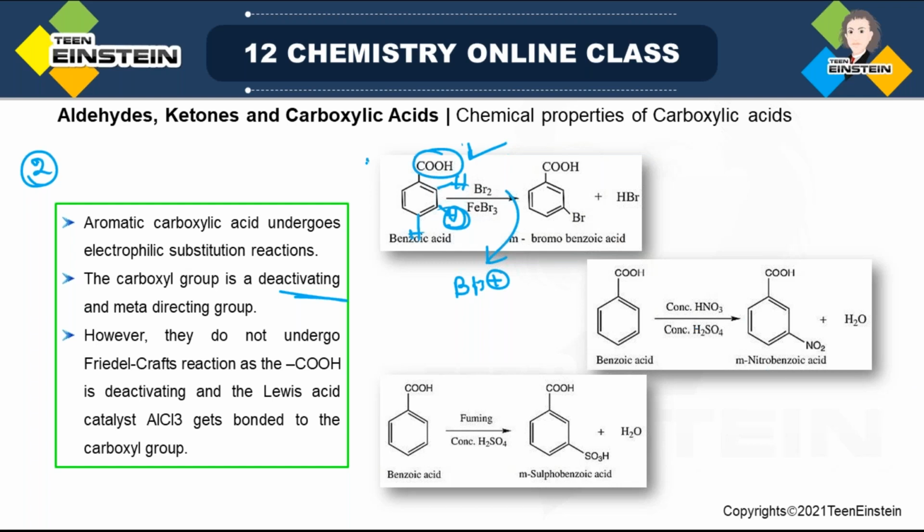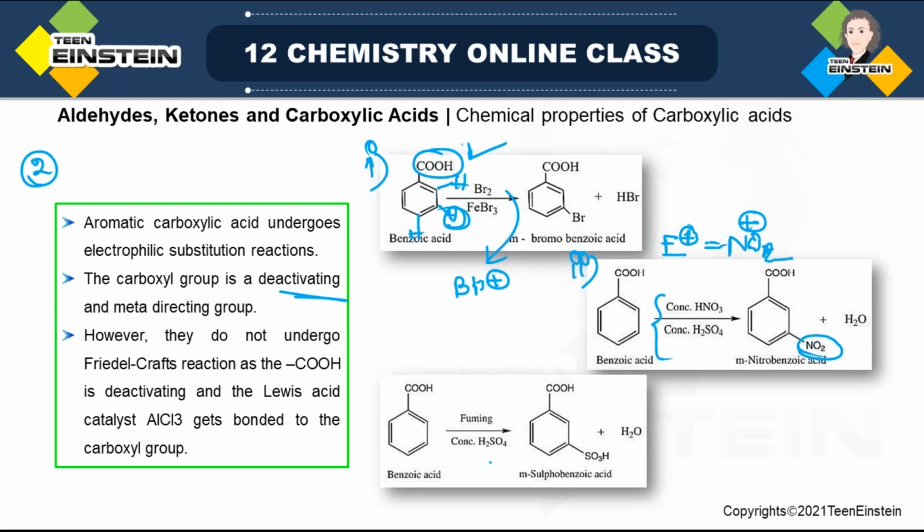This is halogenation number 1. The second one is nitration, where you are using a nitrating mixture of concentrated HNO3 and H2SO4, and the electrophile in this case is NO2+. So NO2 is inserted in the meta position.